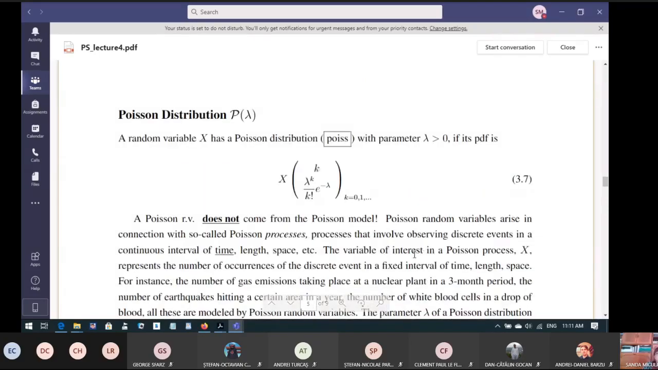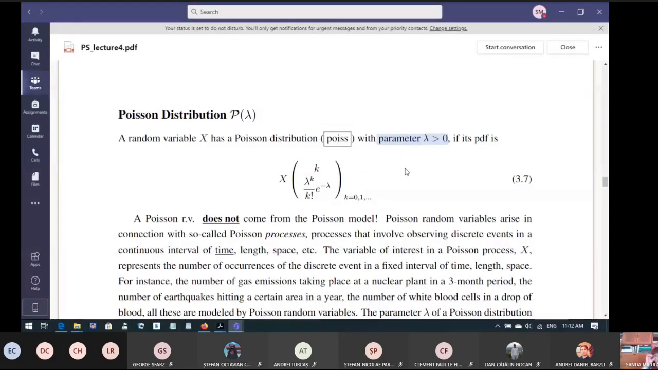Finally, a very important distribution, the Poisson distribution. We had a Poisson model, and this is the only one that has nothing to do with the model. They don't share anything except the name. This does not come from the Poisson model, unlike all the other ones that shared a name with a model. You can see that from the very beginning when you look at the parameter.